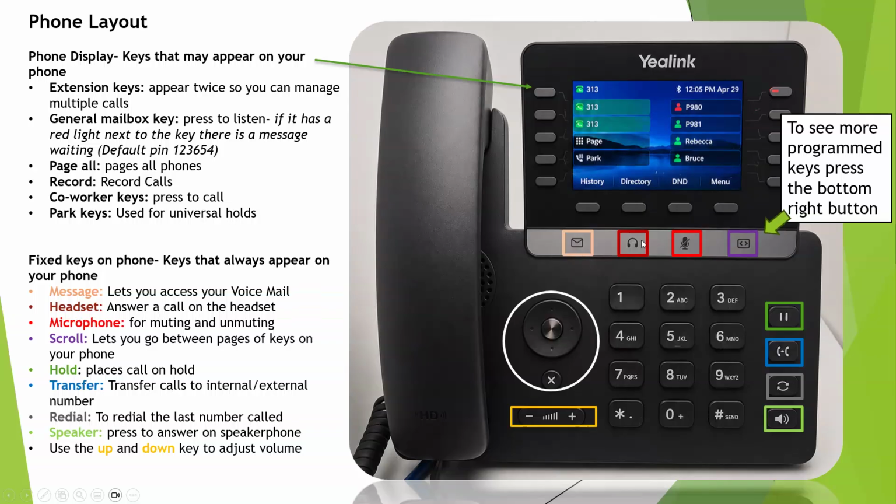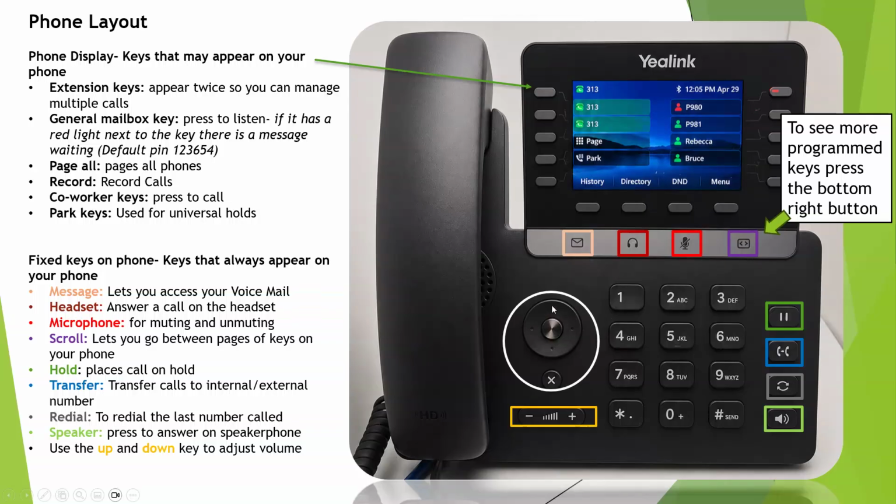This is your headset key. So if you have a headset paired with your phone, you can answer the call and hang up with the headset key. This is going to be your microphone key to mute yourself and unmute as needed. This is that scroll key, so if you need to see more than your first page of coworkers, you can hit this button to go to page 2 or 3 or whatever you need.